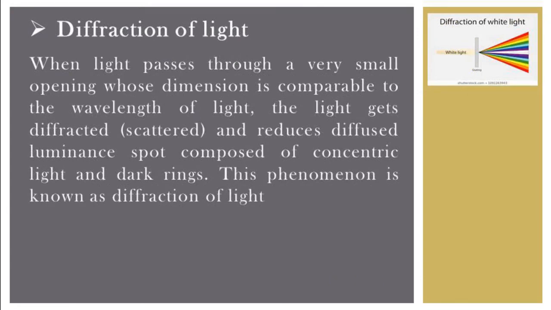Diffraction of light. When light passes through a very small opening whose dimension is comparable to the wavelength of the light, it gets diffracted, scattered, and produces a diffused luminous spot composed of concentric light and dark rings. This phenomenon is known as diffraction of light.